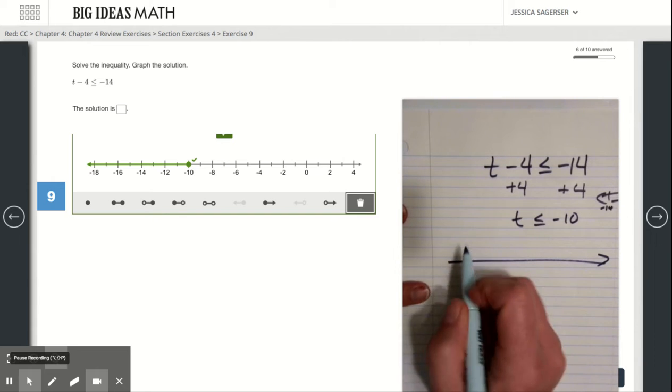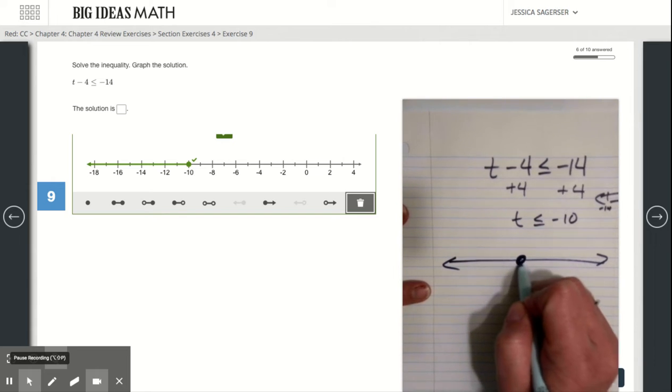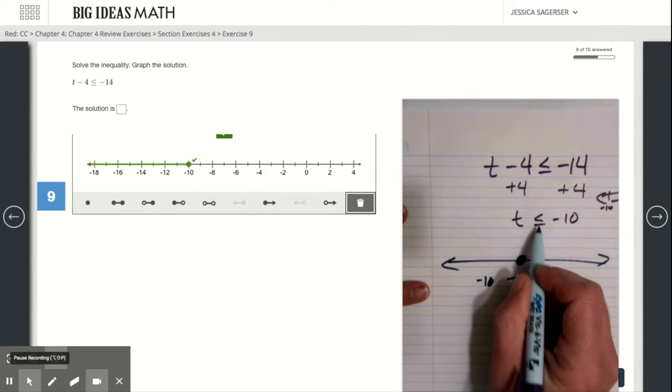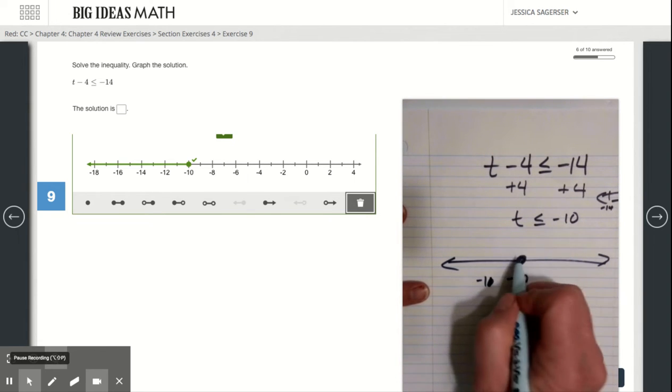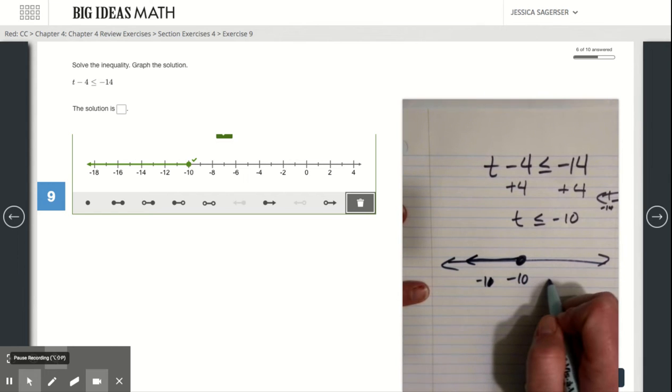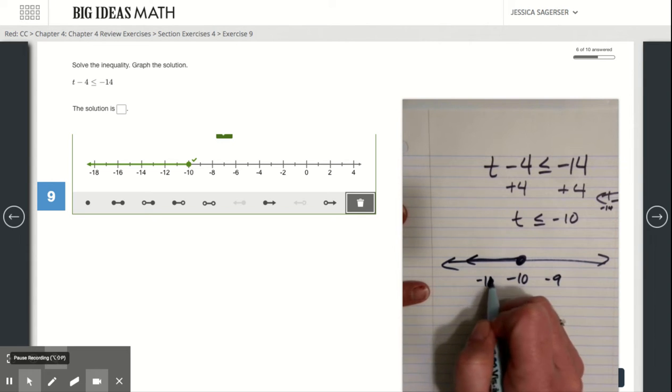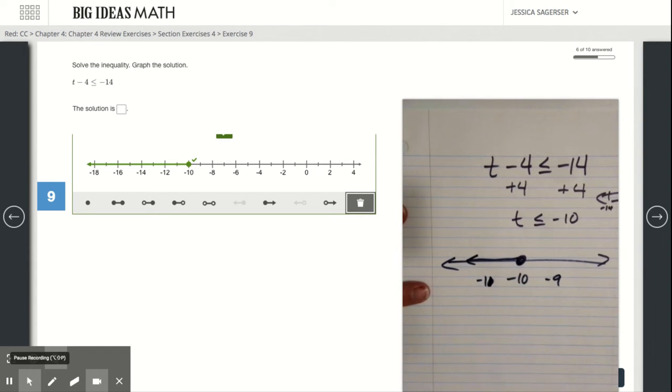So if we were to graph this on a number line, we'd have a closed circle at -10, and we would be moving to any number less than -10. So it would be moving to the left. So -9 is greater than -10. That would not be a solution to this inequality. Only numbers that are less than would be solutions.